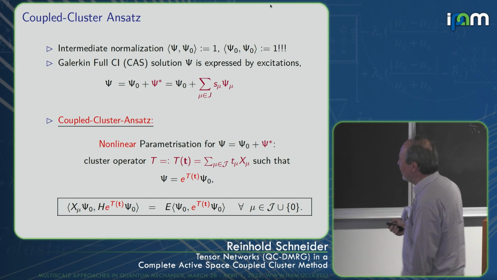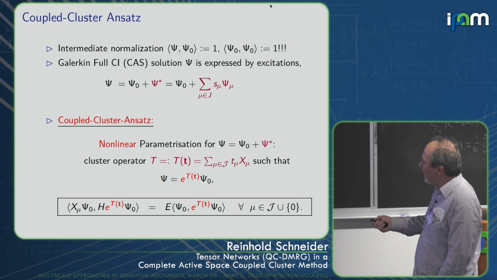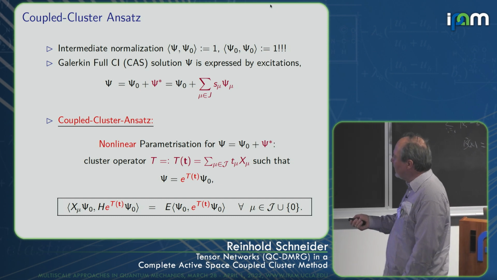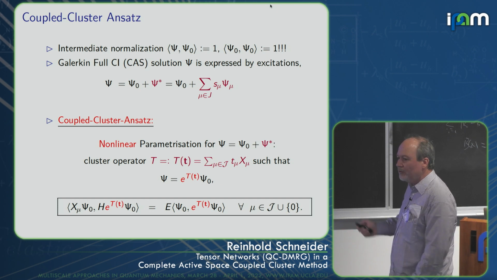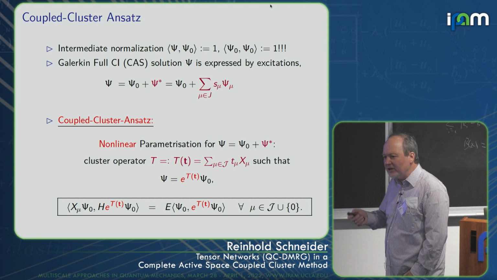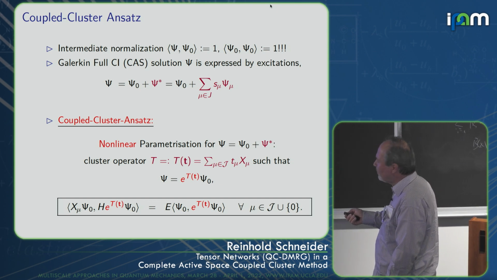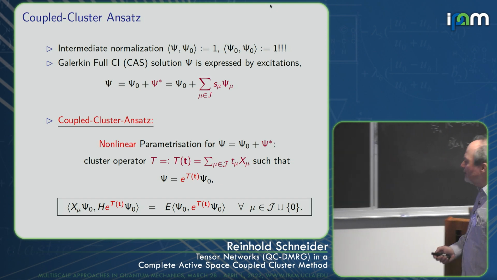So in the coupled cluster ansatz, we define an excitation operator as a linear combination of these excitations here, and mu is such an index, and we define the wave function as an exponential of this operator applied to psi 0. And this exponential can be computed quite easily because these operators here are commuting.